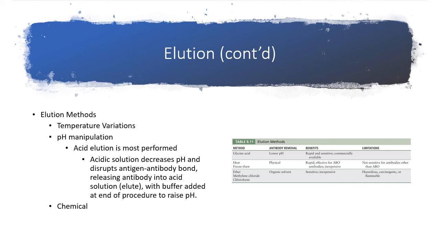Glycine acid is the one we use most often. And heat, freeze-thaw, we used to use that all the time for ABO-Rh. It's a quick way to find out if a person has a blood type issue going on with hemolytic disease of the fetus and newborn. It's not sensitive for antibodies other than ABO-Rh. That's why a lot of people do acid elution, because they can pick up on other antibodies.